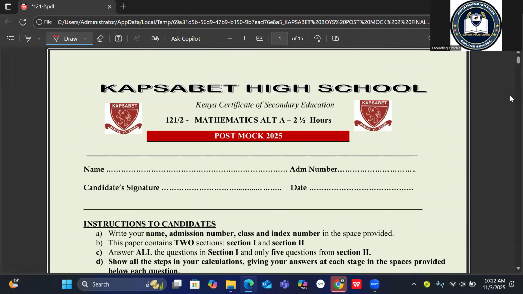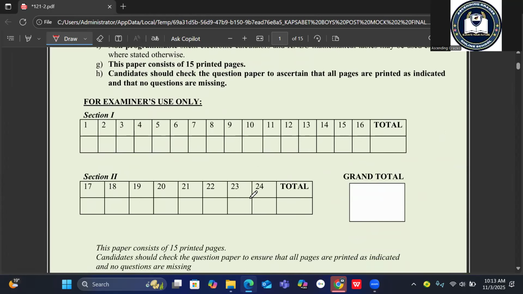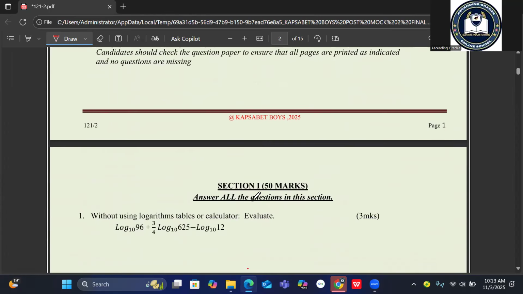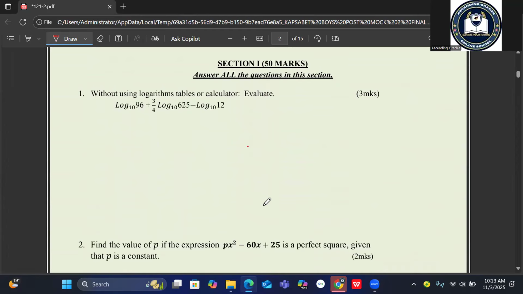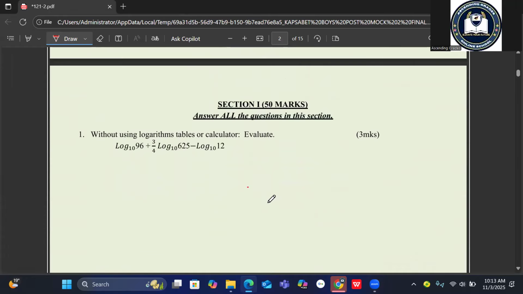We are going to revise Kapsabet High School Mathematics paper, that's paper 2, Postmock 2025. So, welcome and be ready to ascend your grades. We are going to start with section 1, that's 50 marks. And we are told to answer all the questions in this section.